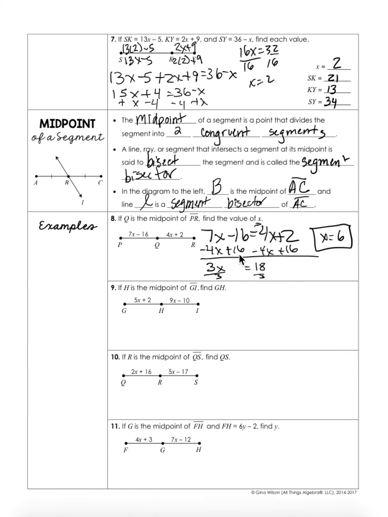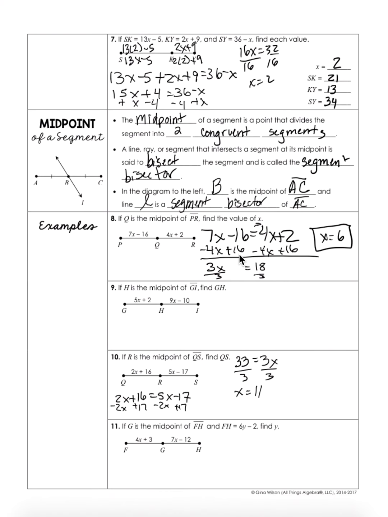All right, number 10. R is the midpoint of QS, and we're finding QS. So first I'm going to find X here. And I'm going to set these two equal because midpoint means in the middle. It means they have to be equal. Okay, so here I'm going to get 33 equals 3x. I'm going to divide by 3. X equals 11. Am I supposed to find x? Am I done? No, it doesn't say that.